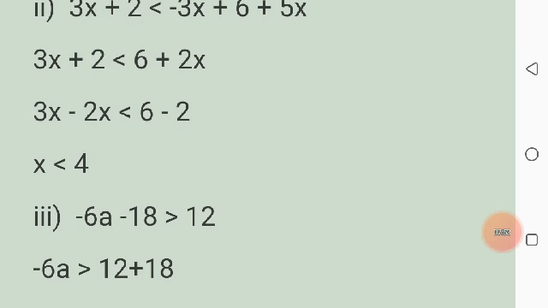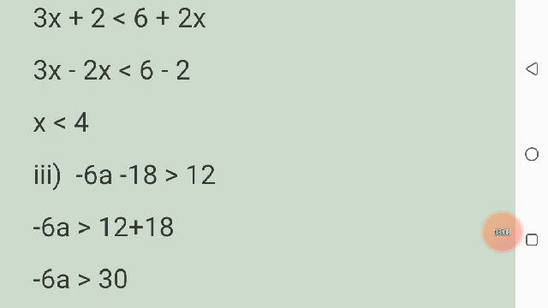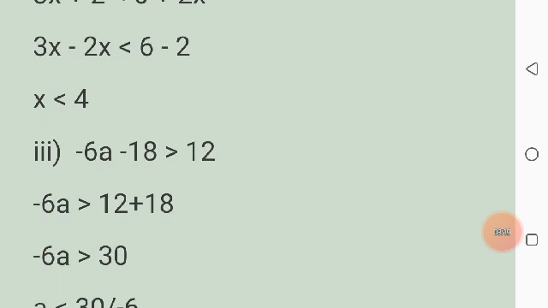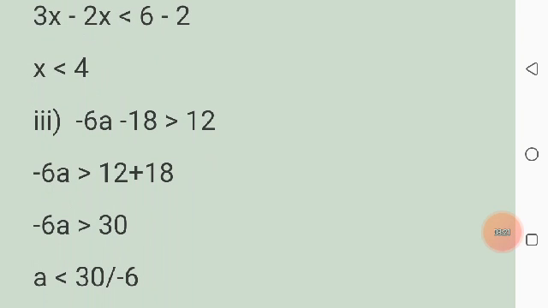3. Minus 6a minus 18 is greater than 12. Collecting like terms, we have minus 6a is greater than 12 plus 18. Minus 6a is greater than 30. Next thing we do is to divide both sides by minus 6. And so we have a is less than 30 over minus 6.